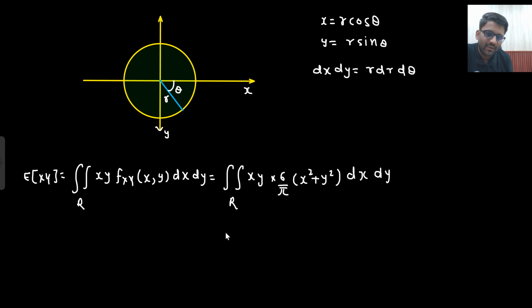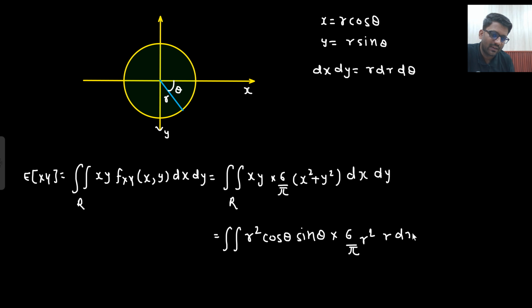dx dy. But now what I will do is that x is equal to r cos theta, y is equal to r sin theta. So what you will get? R square cos theta sin theta. Then 6 by pi is a constant value. X square plus y square will be equal to r square. And in place of dx dy, what you will put? R dr d theta. There you go. Are you able to understand all these lines?